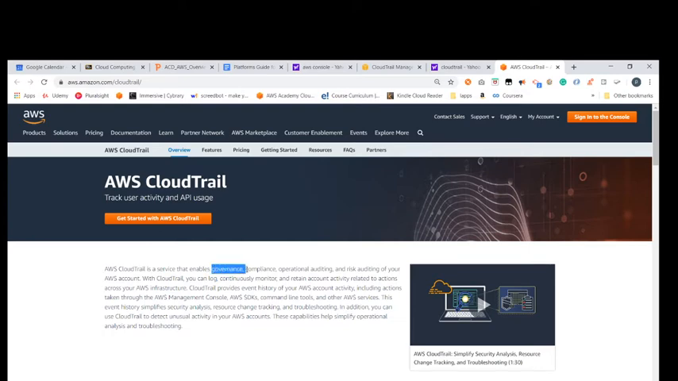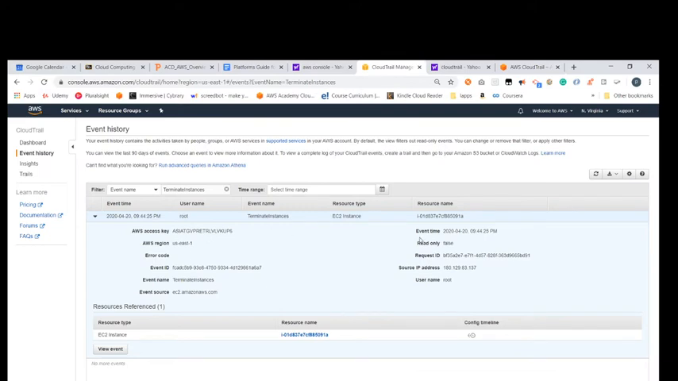So for compliance, because we have this put into place to monitor, have a log, continuously monitor the account activity, so it's kind of compliance with a government body. Then operational auditing, as we said, who terminated this instance and at what time and so on and so forth. And risk auditing of your AWS account. So in this example, we show the instance, this event is terminate instance, and we can figure it out. Of course, for example, if we have one S3 bucket created by someone, we want to know what happened. Let's say we come to this event like create bucket.